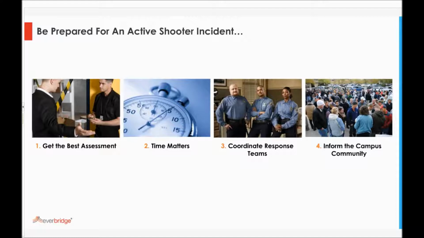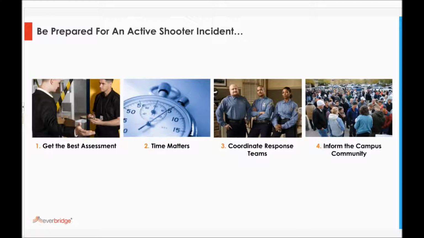The first being, getting the best assessment for any of these types of events, as Paul was talking about. Getting as much information as possible, getting the right information, that is key. And really the first step to having a successful event resolution. Beyond that, you really need to be getting this information out as quickly as possible. People's lives, especially in this type of situation, are really depending on how rapidly you can respond and resolve this incident.